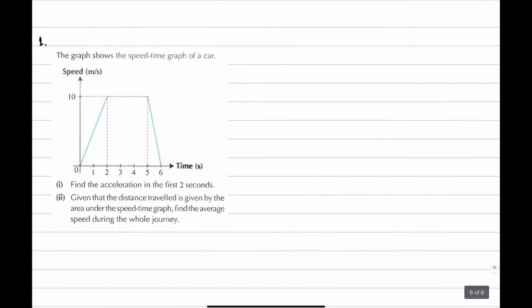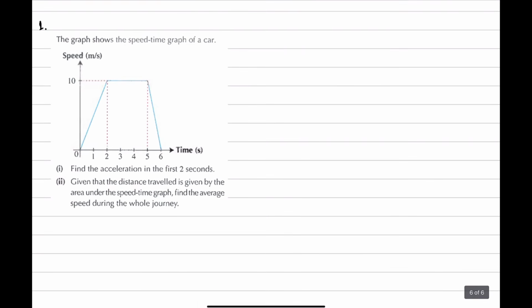So here's an example question. Let's see what it says. It says the graph shows the speed time graph of a car. Find the acceleration in the first 2 seconds. All right. So what is it of the speed time graph that gives you acceleration?